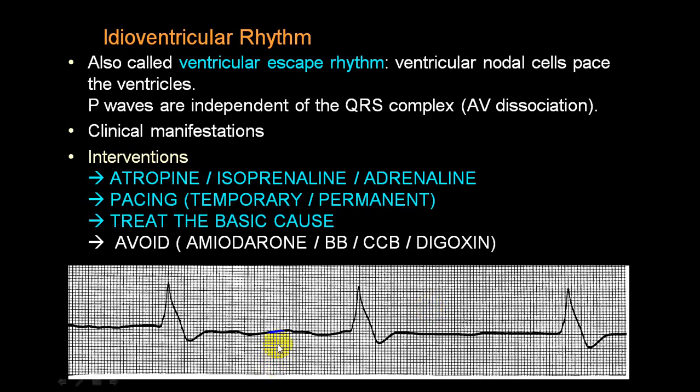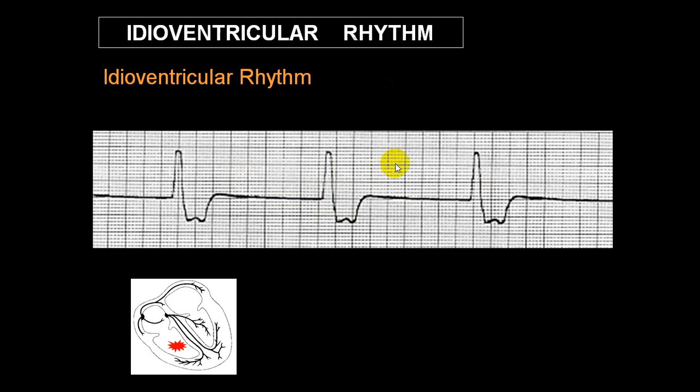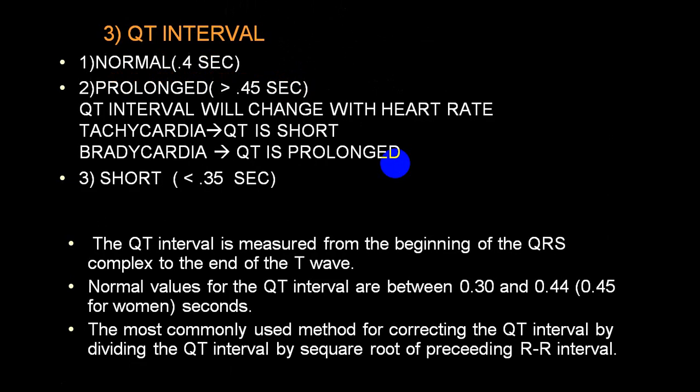Now this is a classical example of an idioventricular rhythm where you can see a broad QRS complex. So this is a ventricular complex. There is no P wave and ventricular rate is between 20 to 40 per minute. You can see classical broad QRS complex, T wave in opposite direction and no P wave before QRS complex. So this is classical idioventricular rhythm, and rate is between 20 to 40 per minute. Now we go to the last part we call the QT interval.